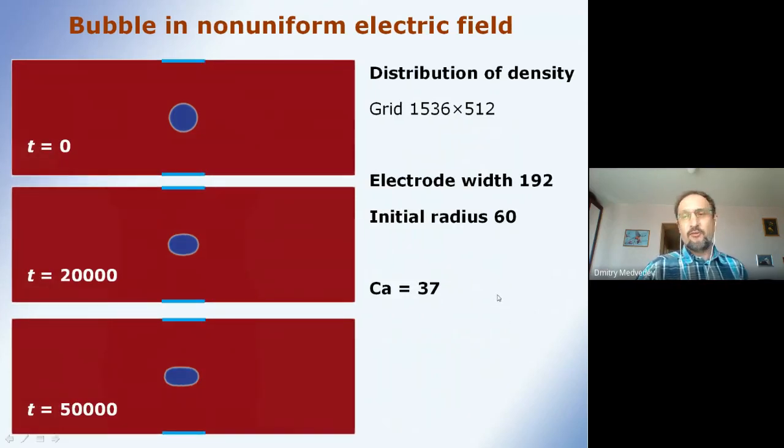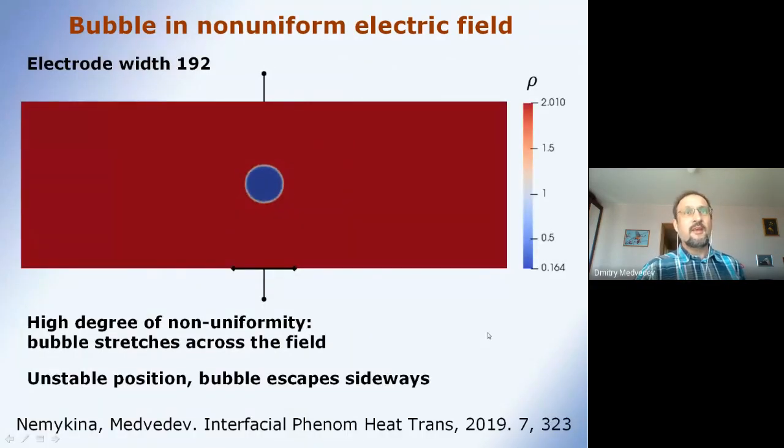And if electrodes are even shorter, then bubble elongates perpendicular to the field. And since this position is not steady, the bubble escapes from the position between electrodes. Here you can see the movie, how this process develops. So bubble elongates and finally escapes from between electrodes.